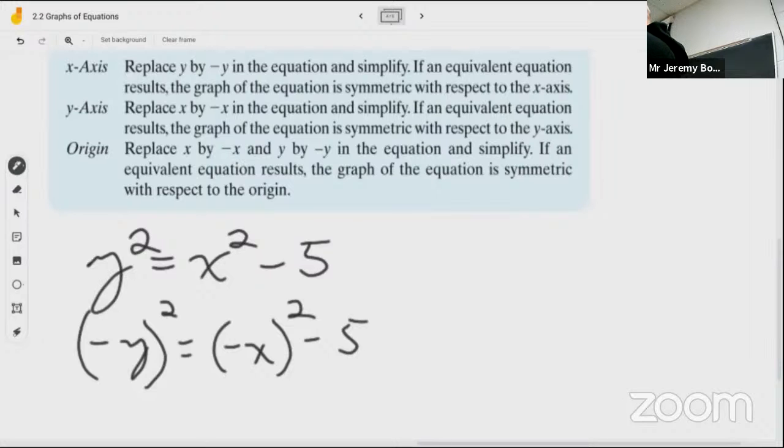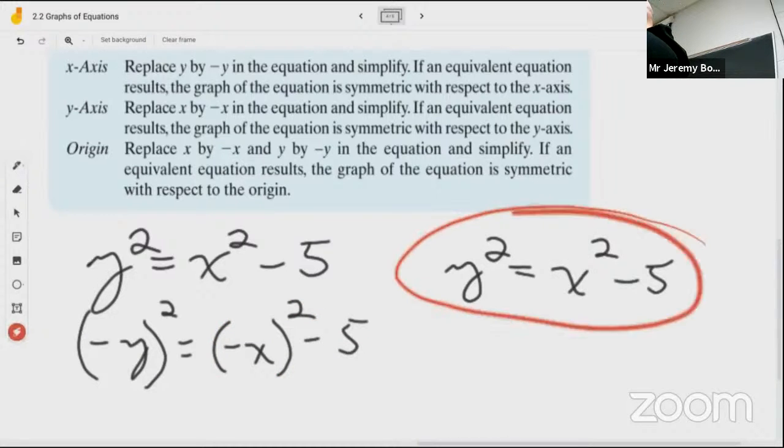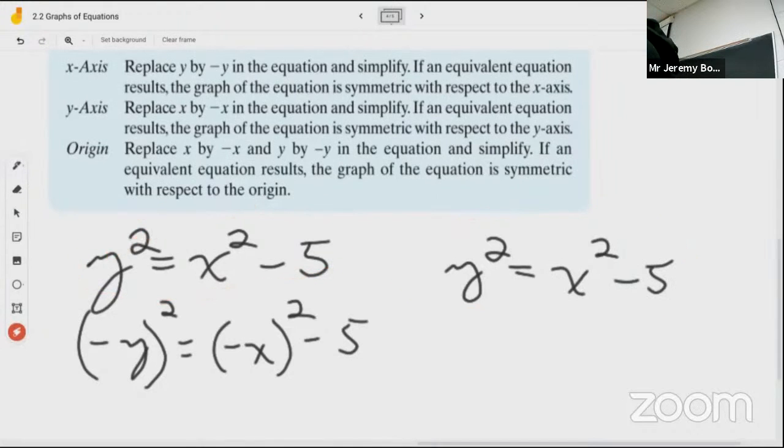And so what's going to happen? We square the negative y. We evaluate that. That's going to be y squared. We evaluate the negative x squared. That's going to be just x squared. And so the equation we end up with is equivalent to our original. So the graph of that equation would be symmetric with respect to the origin. Notice that the negative 5 really doesn't do anything, right? It just doesn't really change. Any questions on that?